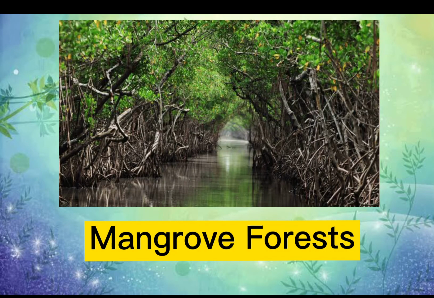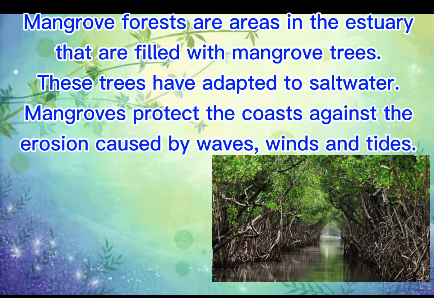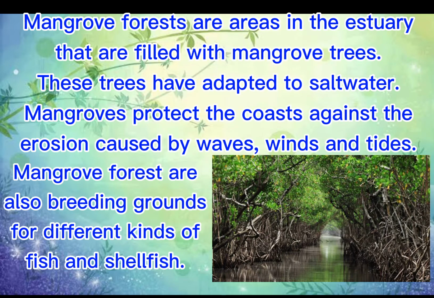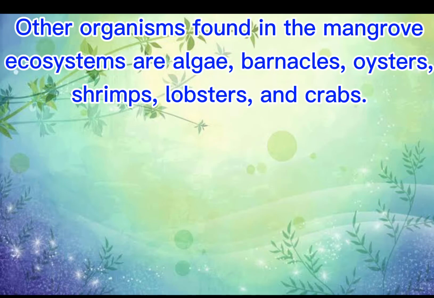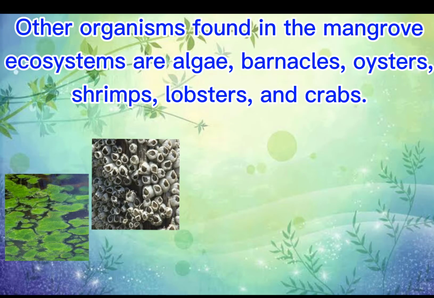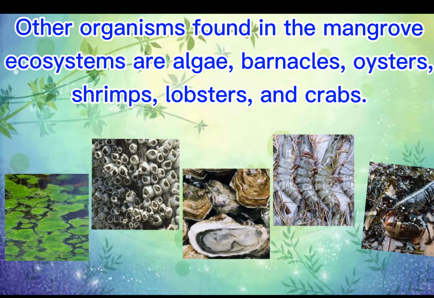Mangrove forest. Mangrove forests are areas in the estuary that are filled with mangrove trees. These trees have adapted to saltwater. Mangroves protect the coasts against the erosion caused by waves, winds, and tides. Mangrove forests are also breeding grounds for different kinds of fish and shellfish. Other organisms found in the mangrove ecosystems are algae, barnacles, oysters, shrimps, lobsters, and crabs.